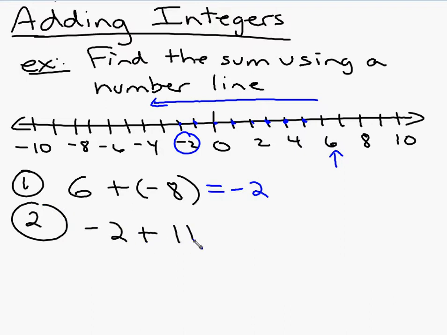-2 plus 11. So this time we're going to start at -2, and we're going to go 11 units which direction? To the right this time. Remember, you don't count the -2. So I'm going to, from -2, go 1, 2, 3, 4, 5, 6, 7, 8, 9, 10, 11 units to the right, and I wind up where? At 9. Okay, and so that's how you do these using a number line.